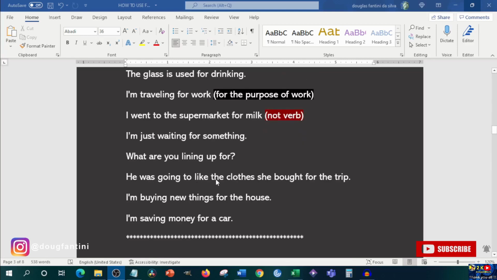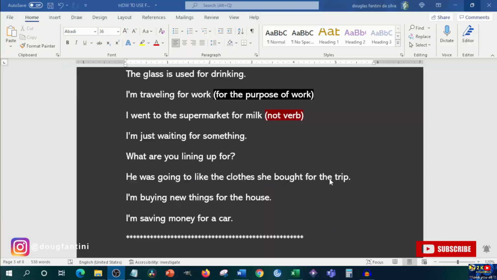He was going to like the clothes she bought for the trip. Okay, she bought clothes, and he was going to like the clothes that she bought for a reason, for the trip. This is the reason. I'm buying new things for the house. Why are you buying new things? For the house. This is the reason.